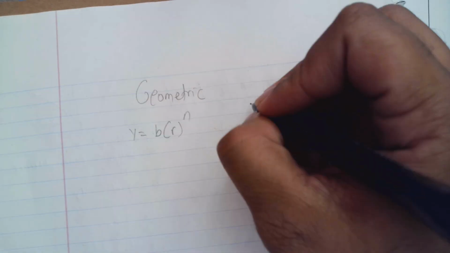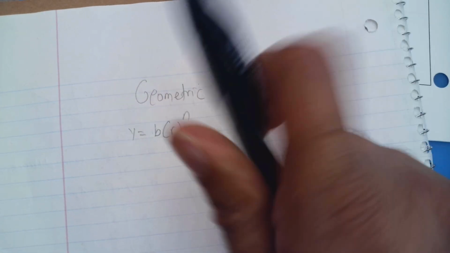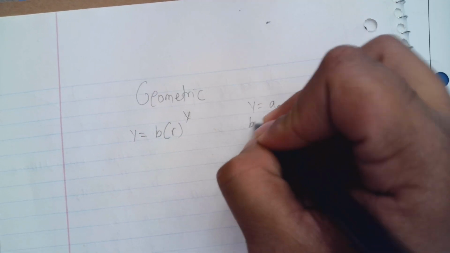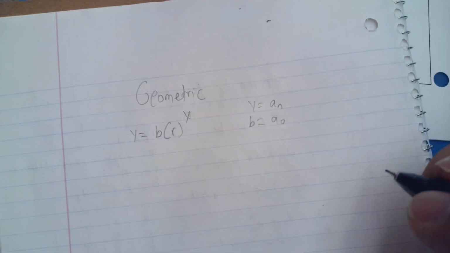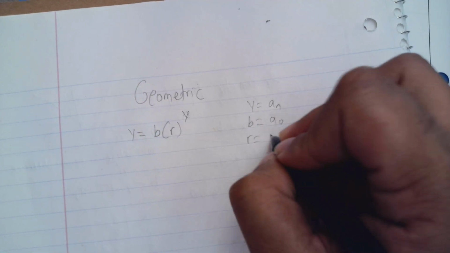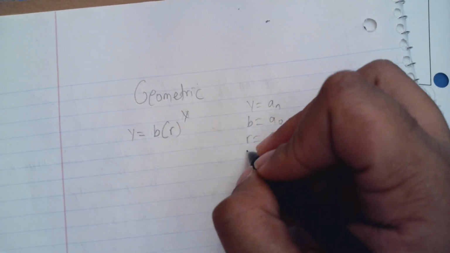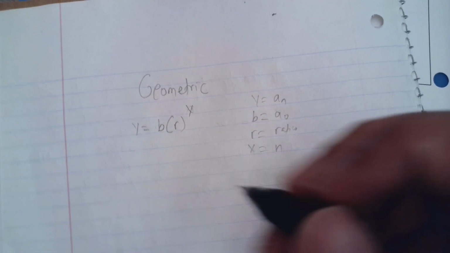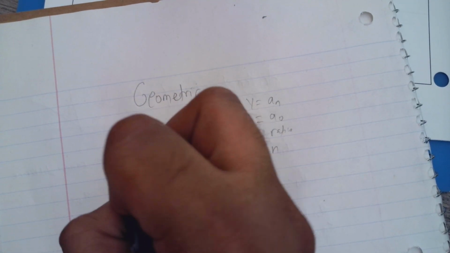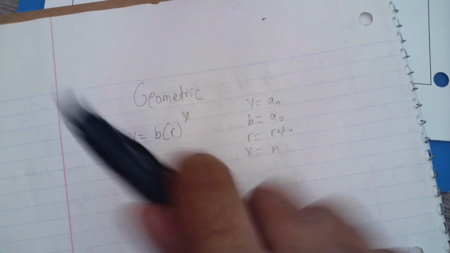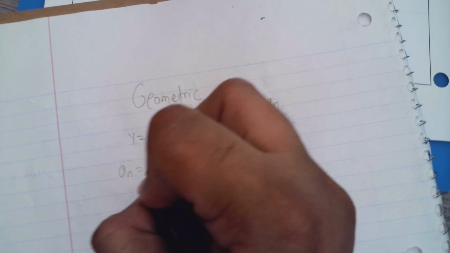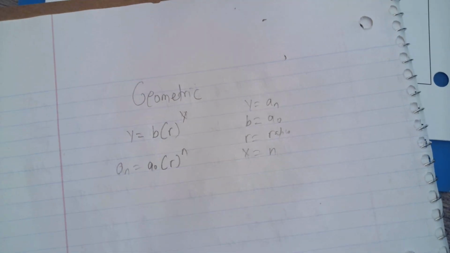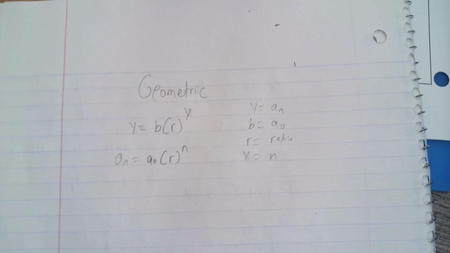Well, that's connected. Again, y equals a sub n, or here it's x because it's a function, so we're going to use x. B is your y-intercept, also known as a sub 0. It's the same thing. R is the ratio at which it's increasing your sequence. X is your n. So let's rewrite this in terms of sequence. A sub n equals the b, which is your a sub 0th term, times the ratio to the power of n. That's it. You're done. Okay.